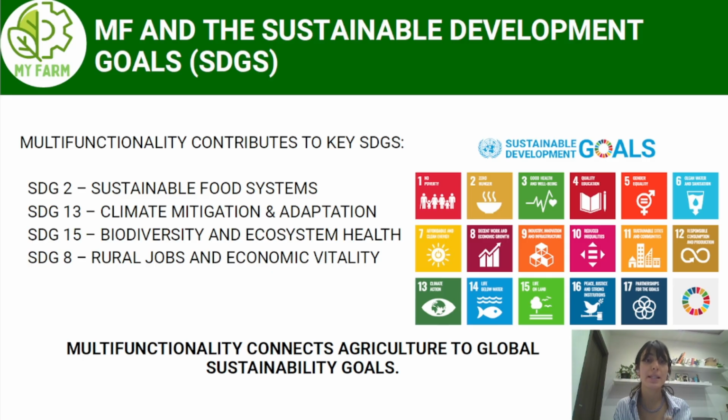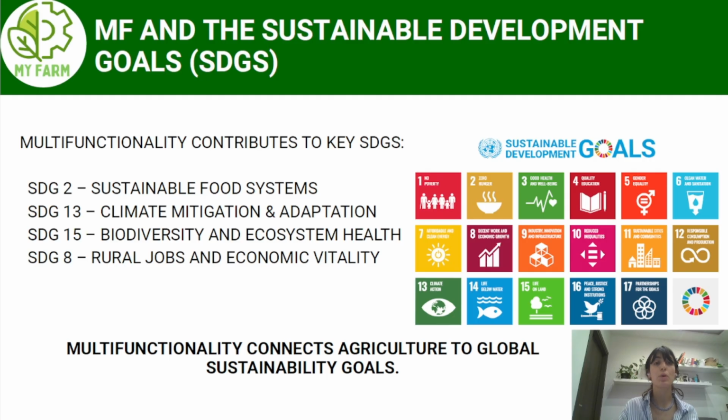Number 15, life on land. Biodiversity is at the heart of multifunctionality. By maintaining habitats, hedgerows, buffer strips, and mixed land uses, farms become part of a larger ecological network that sustains pollinators and soil life.